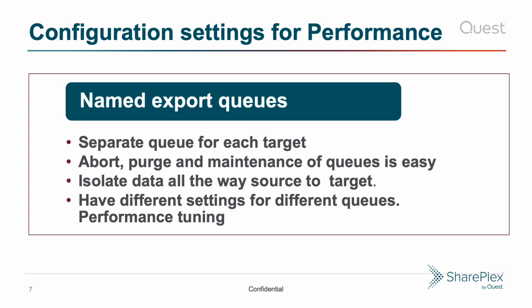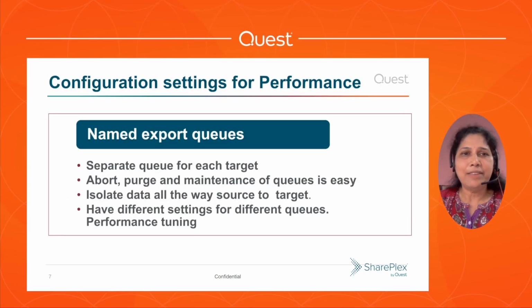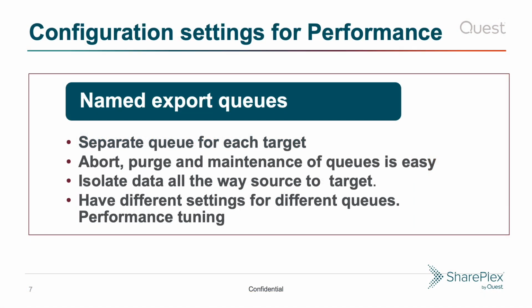What is a named export queue? A named export queue is an optional user-defined one that is attached to its own export process. Now, for multiple targets, you can have separate queues. So instead of having all the data going through one queue, if you have multiple targets, having a separate queue makes things much easier. If you have to abort the configuration, or if you have to re-release any messages, or if you need to maintain any of the queues, having a separate queue for each target is really helpful.